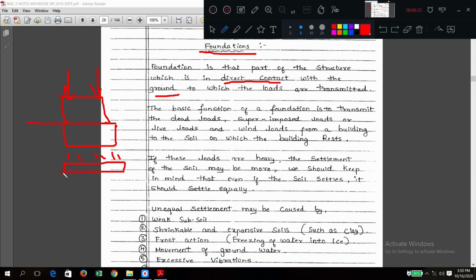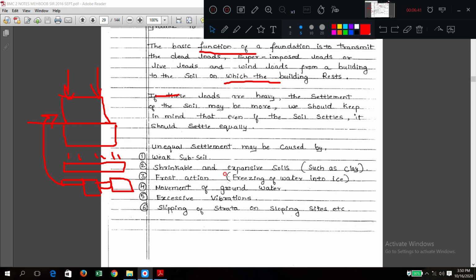But if uniform settlement is not there, what does it mean? Here a little bit of settlement, here more settlement, here again less settlement, here more settlement, like unequal settlement. That is the big problem for the building. Unequal settlement is a big problem for a building. Now, what are the reasons for unequal settlement? Unequal settlement may be caused by what?